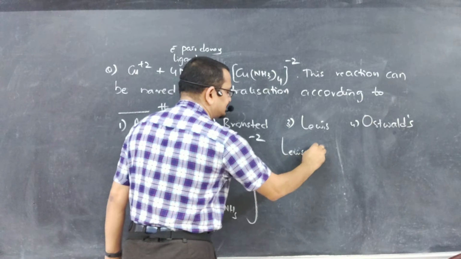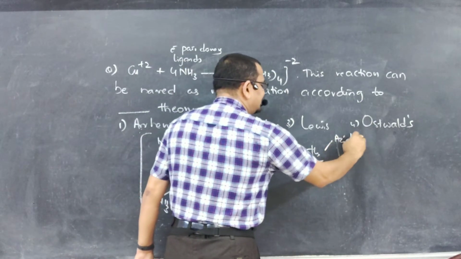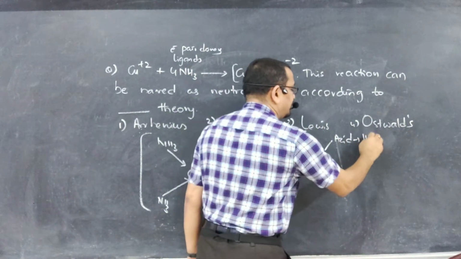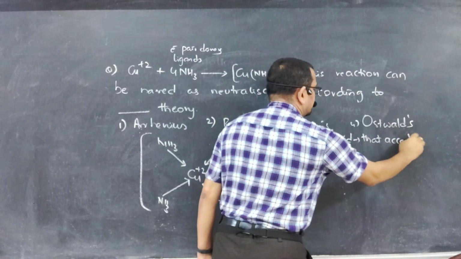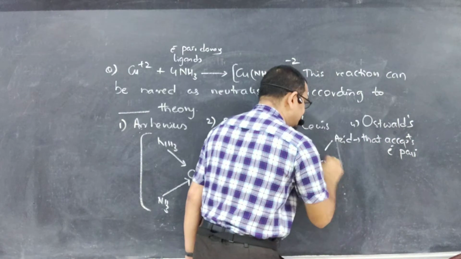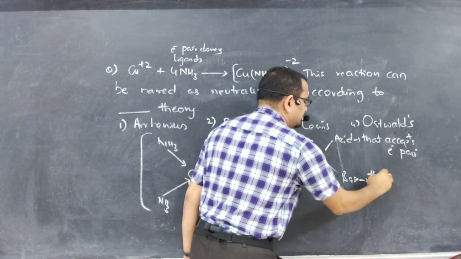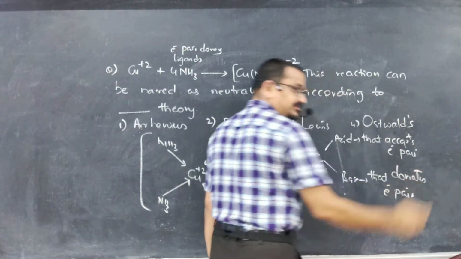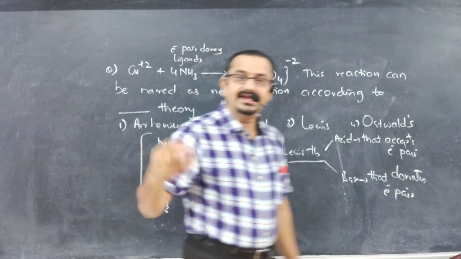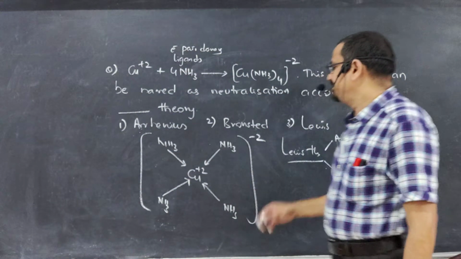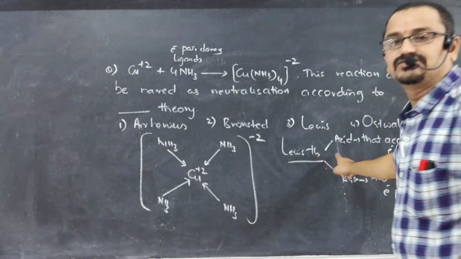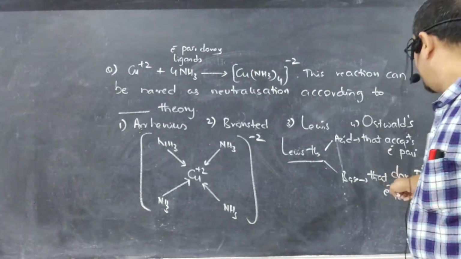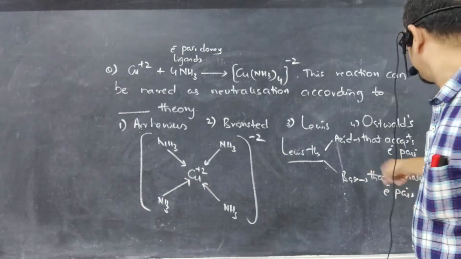So, according to Lewis' theory of acids and bases, an acid is a substance that accepts an electron pair. A Lewis base is a substance that donates an electron pair to form a dative bond. Of course, that is a condition, they should form a dative bond. See, according to Lewis' theory, what's meant by an acid? Which accepts an electron pair to form a dative bond, and a Lewis base is nothing but which donates an electron pair to form a dative bond.